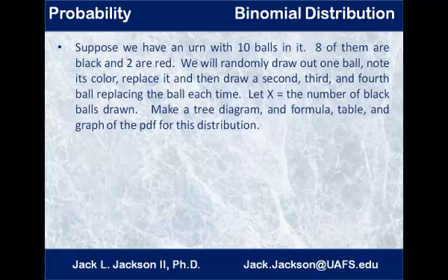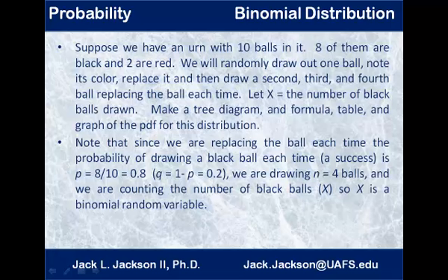So the probability is the same every time. This is exactly what we want, and success is drawing a black ball. So this is exactly a binomial distribution. So the probability of success p is 0.8, the probability of failure q is 0.2, n is 4 because we're drawing 4 balls, and x is the number of black balls that we're drawing, and so that is a binomial random variable. This is a binomial distribution.